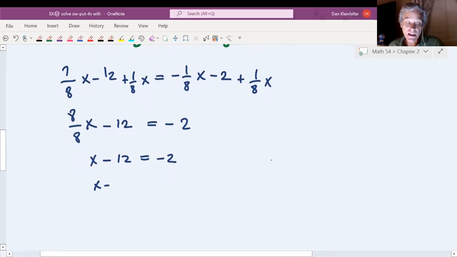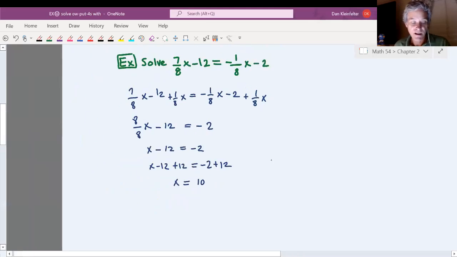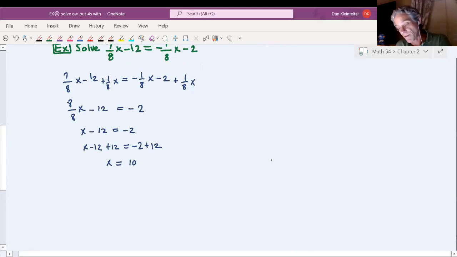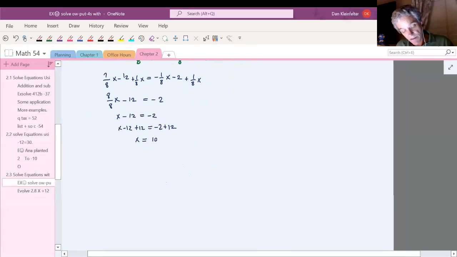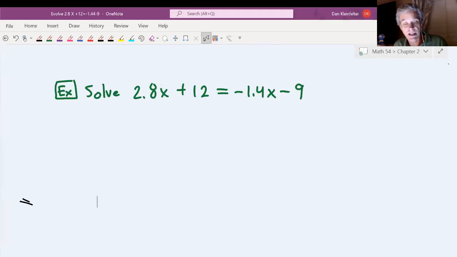We're going to add 12 to both sides. And so we'll have x is 10, finally. Okay. All right, that does it. One with fractions. Okay, we just have a little more. We have just one more, actually, one to do with decimals in it.